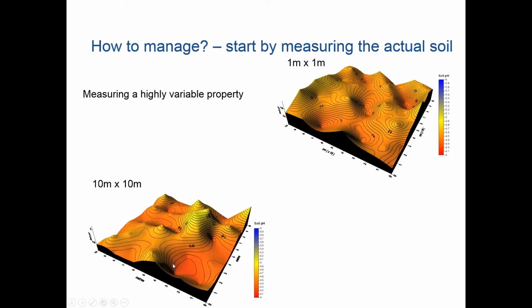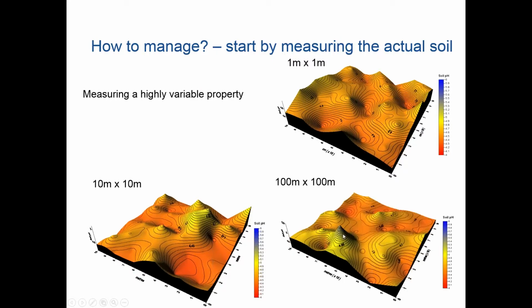This is 1 meter by 1 meter. So each of those are 10 centimeters. And this is 10 meters by 10 meters. Variation again, 100 meters by 100 meters. So you've got similar amounts of variation at these different scales. And things like stock urine patches will change pH dramatically. And so we all know, you can imagine a mob of sheep walking through a paddock doing the things that they do, how that's going to create variable pH really quickly.